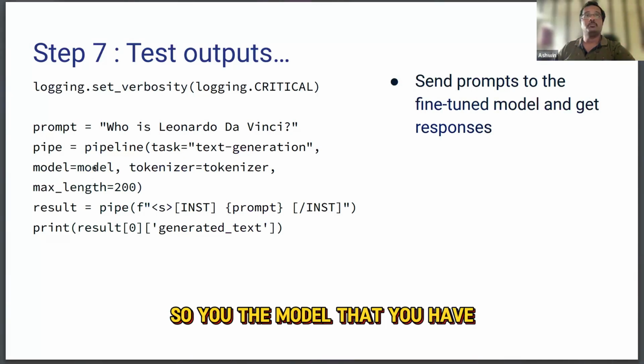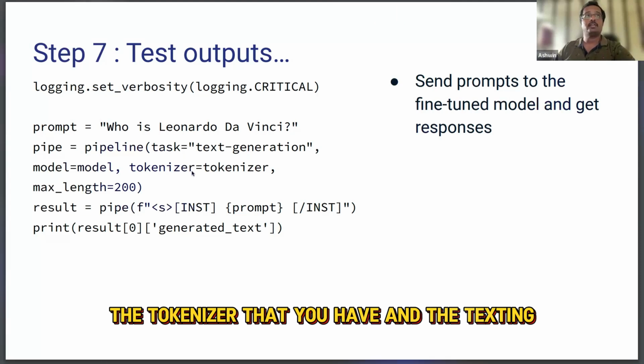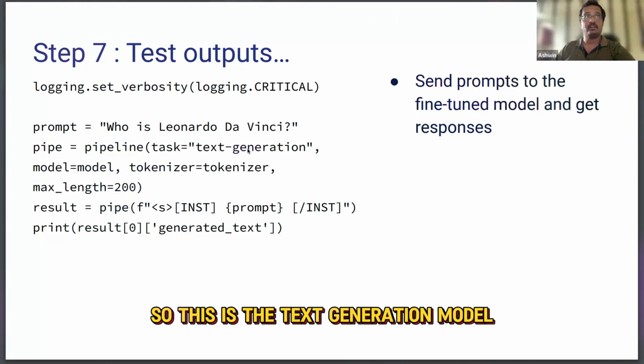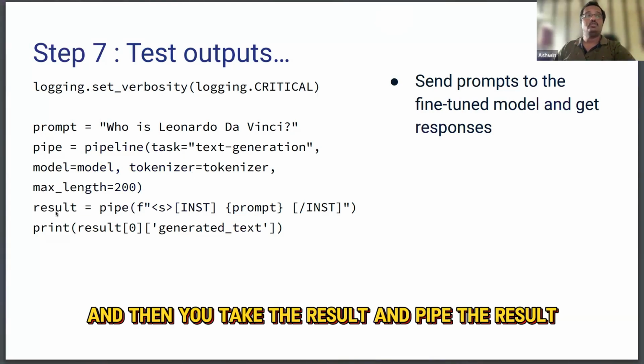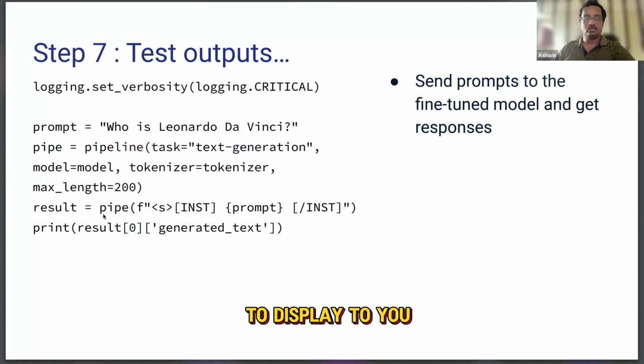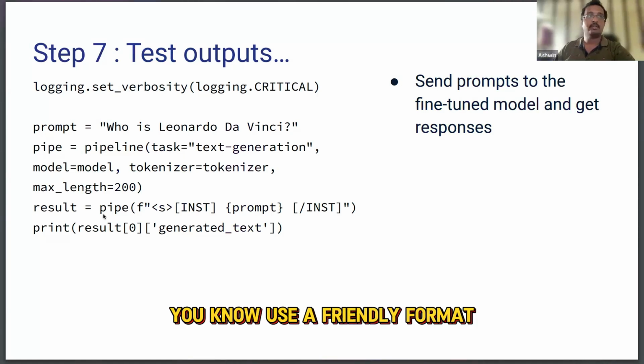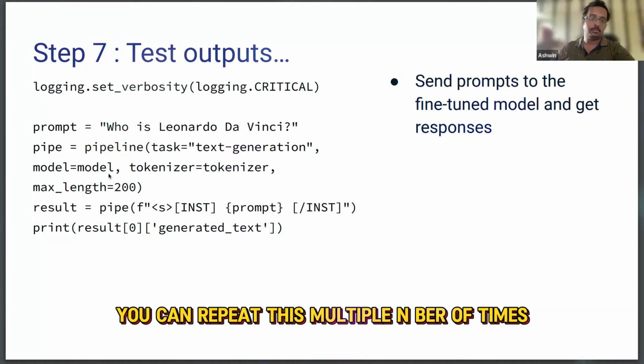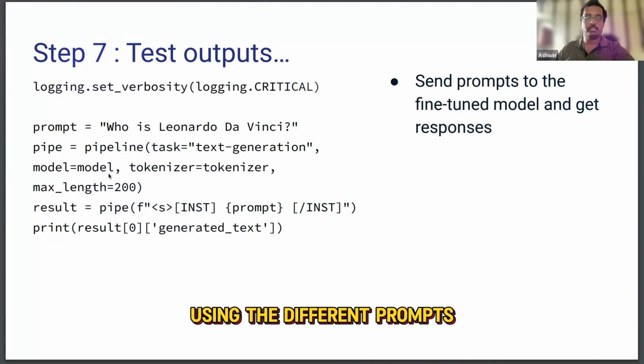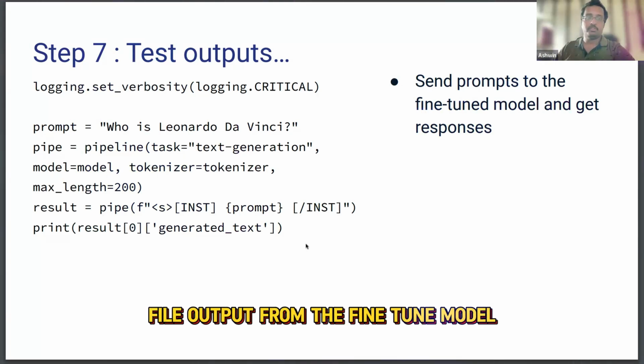So the model that you have, the tokenizer that you have, and the text. This is a text generation model. And then you take the result and pipe it to display in a user-friendly format. You can repeat this multiple times using different prompts that you want to try, and then you can see the output from the fine-tuned model.